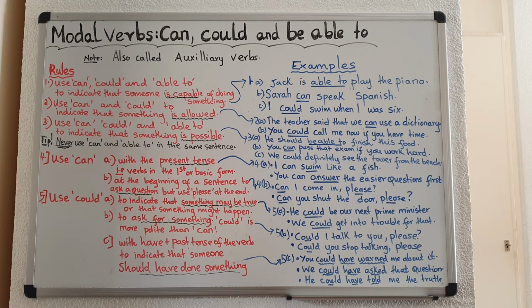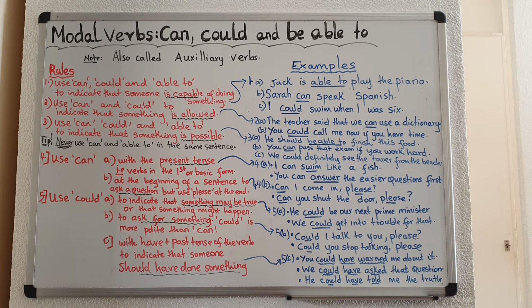The next rule, 5b. Use could to ask for something, okay? To ask for something. Remember, could is more polite than can. So when you want to ask somebody to do something for you, always begin the sentence with could because it is more polite than can. Look at example 5b. Could I talk to you, please?